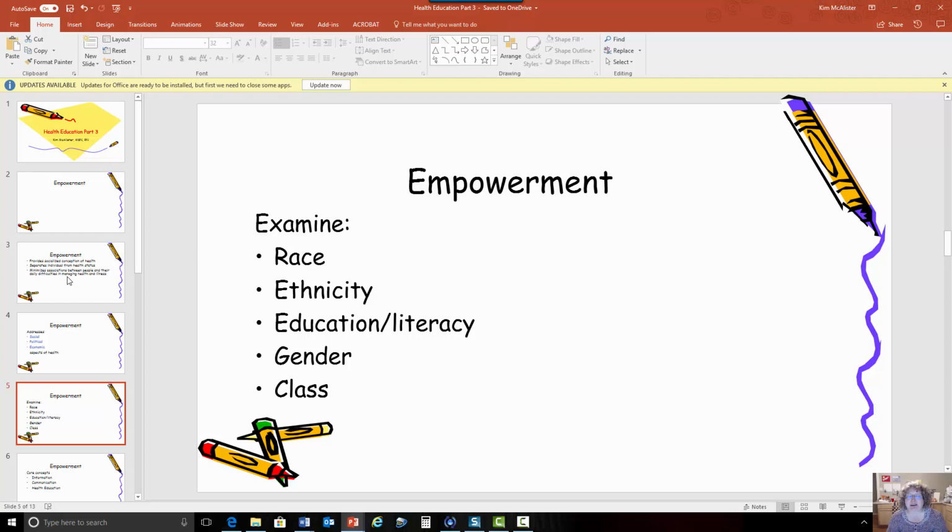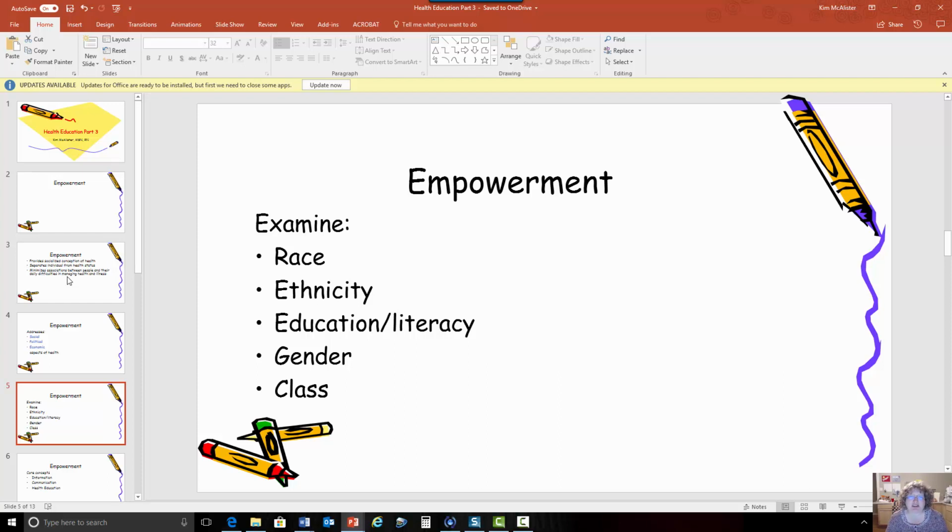When we're talking about empowerment, we also want to look at race, ethnicity, education and literacy levels, gender, and class. Different races and ethnicities are prone to different types of illnesses, and so you want to tailor your educational program to empower people that are having the specific issues due to their race and ethnicity. You also want to provide that education in a way that is fully beneficial to them and that recognizes and celebrates their differences and their diversity and their rich culture.